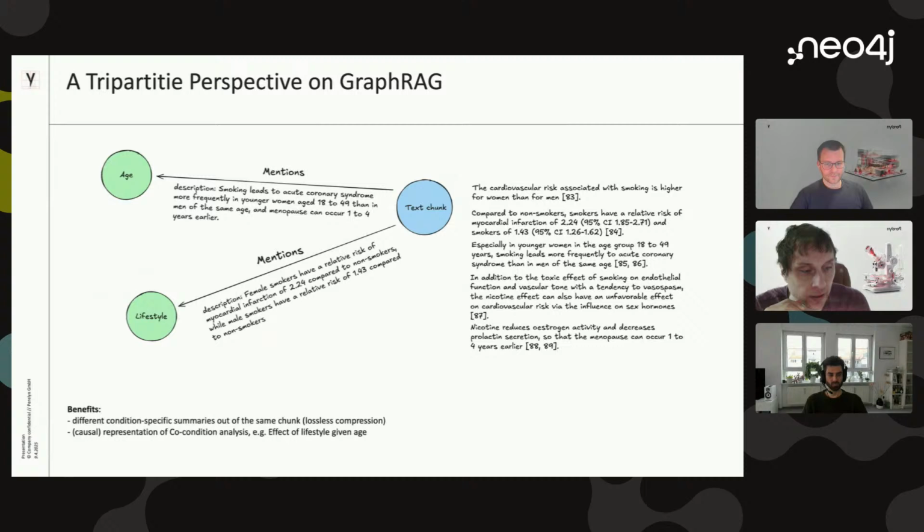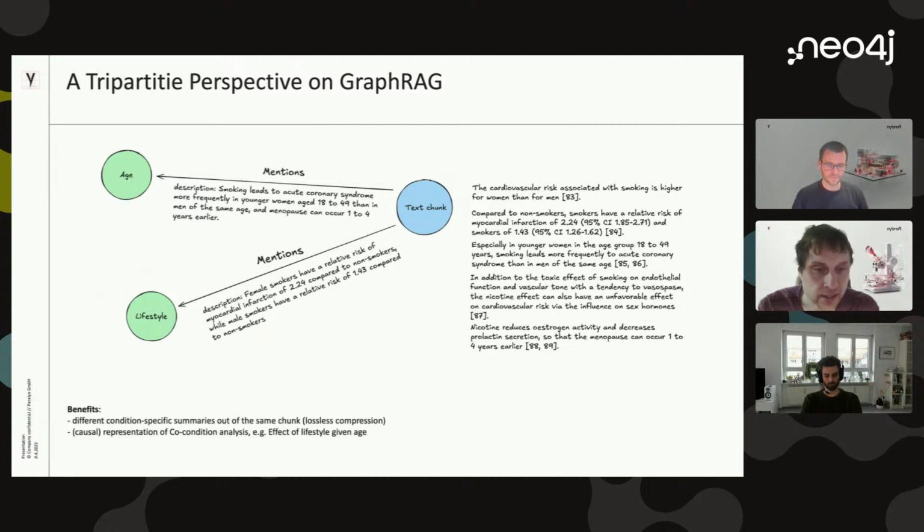We also have this interesting relationship where from a text chunk we can have multiple condition-specific summaries with respect to multiple conditions outgoing. And I'm referencing this here because it gives us a very natural graphical causal representation of comorbidities, because that was one of the questions we wanted to address. Can we have an LLM later easily analyze comorbidities? For example, what lifestyle changes do you need to take into account given your age? And that is basically already now encoded within the graph.